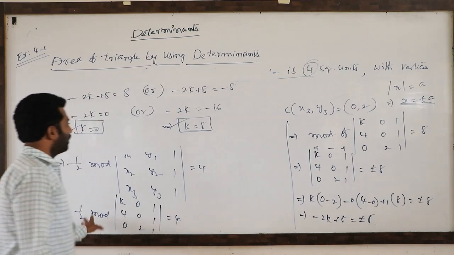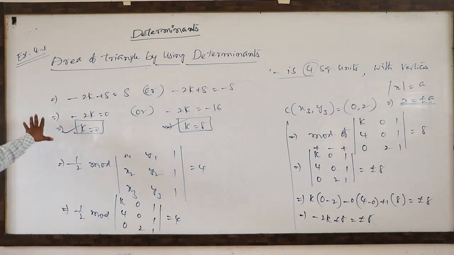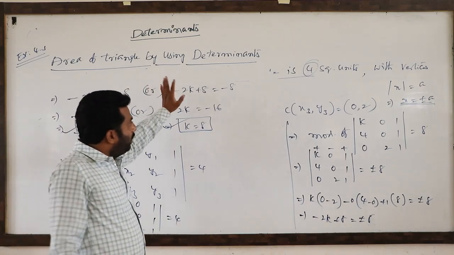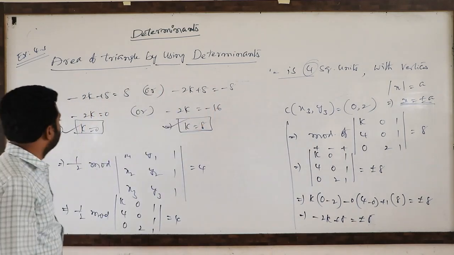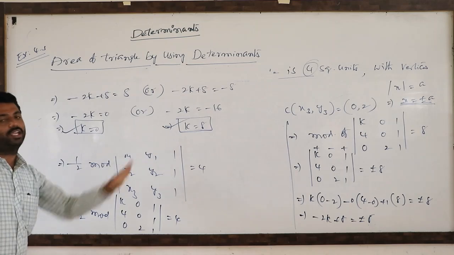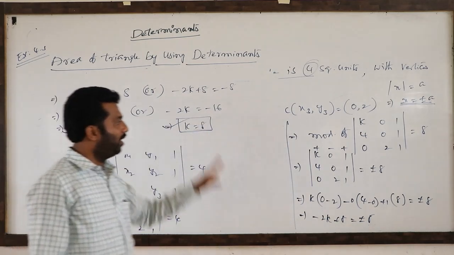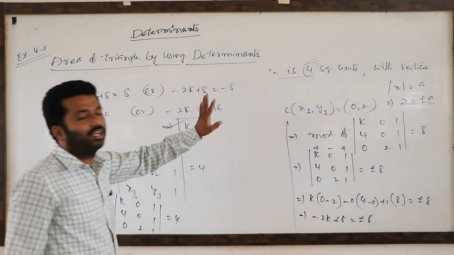So these are the concepts. What are the suitable values of k? If the area of the triangle is 4 units, then either k value 0 or k value 8. Any one of these two values, if you substitute in that k value, area of the triangle becomes 4 units.